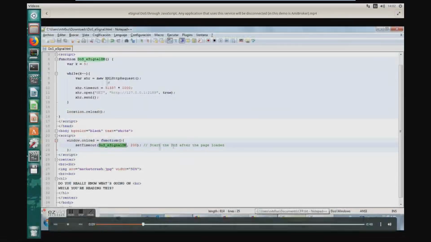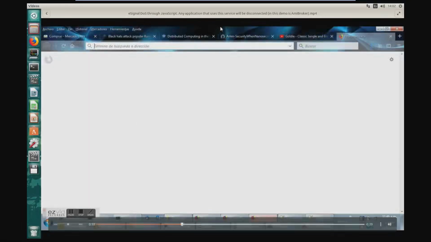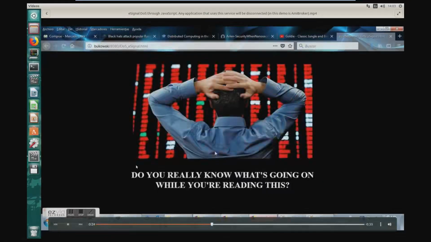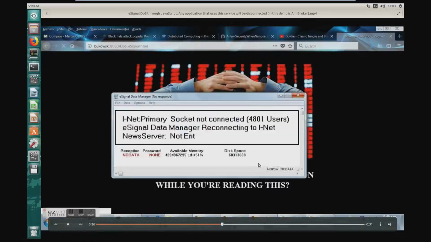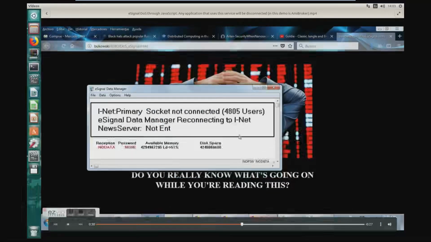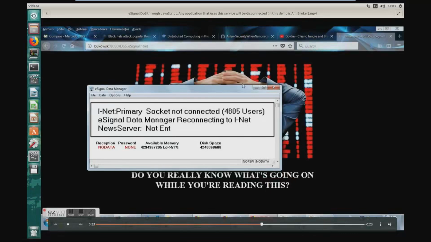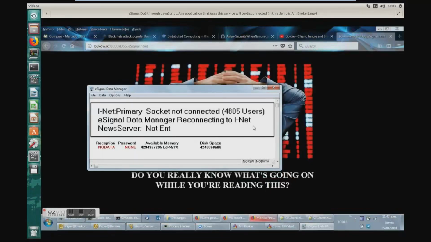So I have a JavaScript that creates many connections to the localhost port. So this is a malicious web page, right? If I send it to the trader, saying "hey, look at this," and the trader clicks on this malicious link, they don't know what's going on while reading this. In JavaScript, I'm creating thousands of connections. And there is this point of no return. The application basically crashes.